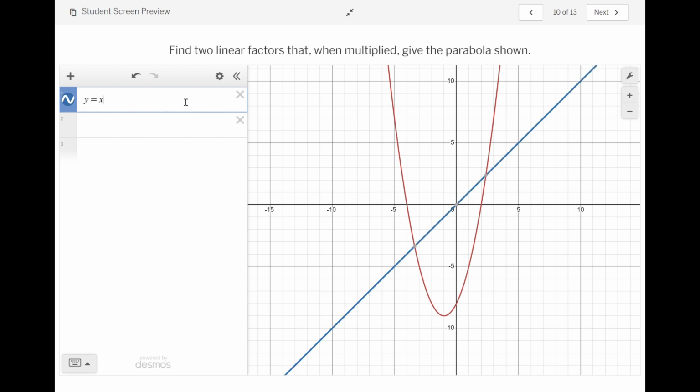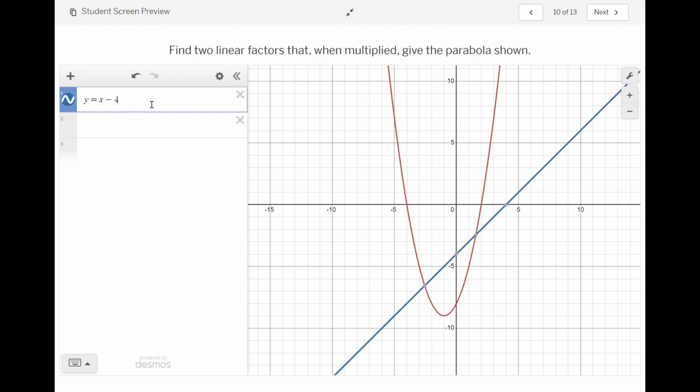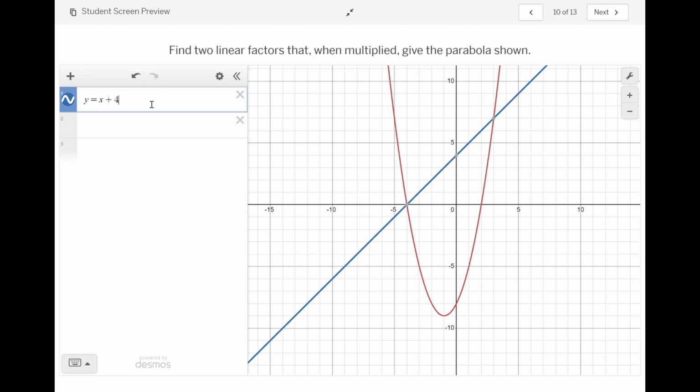Let's see, y equals x is not going to do it. I need to go over some amount, so let's see, -4. No, I need to go the other way, so let's do +4. There we go. Now I got a linear equation there.